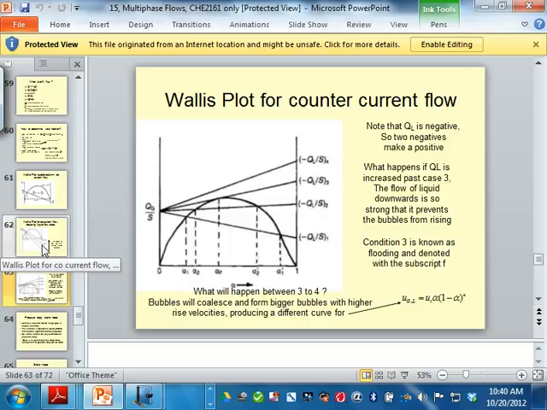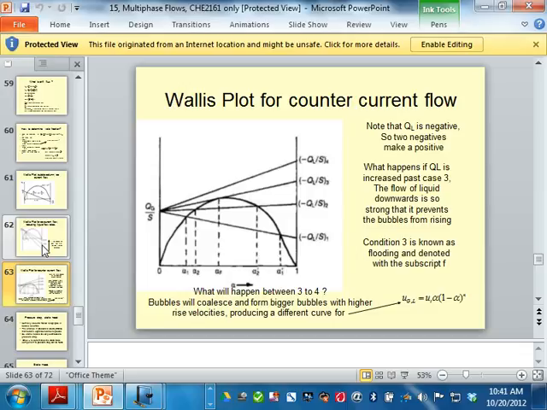This one is the counter current flow. Counter current flow means the QL is negative, so the liquid is going downwards. Bubbles are rising, the liquid is going downwards, and you minus that. QL is negative, minus, that's why you get a positive value. That's when you can possibly get two solutions, and possibly you can get up to no solution.